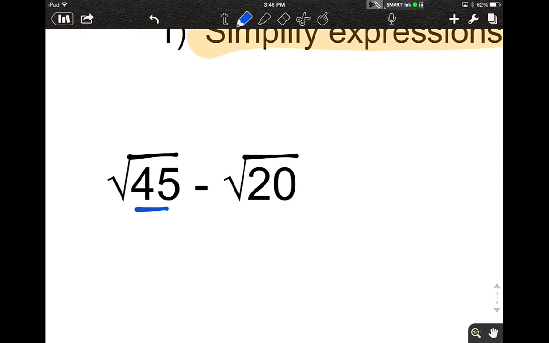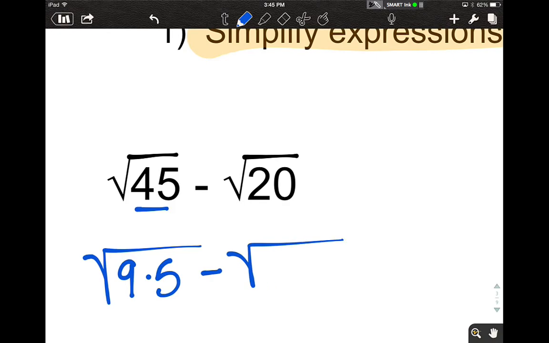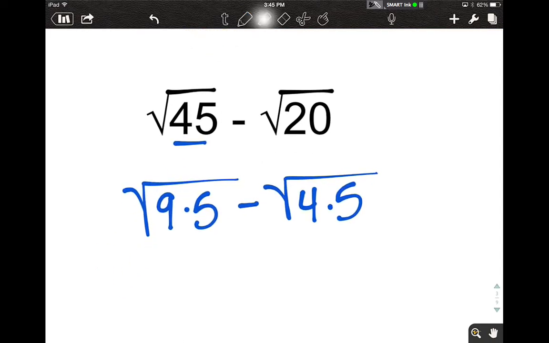In 45, I'm going to change that. Remember, I'm always looking for perfect squares. I'm going to look at 45 as 9 times 5 minus 20. I'm going to look at that as 4 times 5. So what happens here? Perfect squares of 9 and 4. Those can come out, meaning that I can apply the square root to them. And when I find the square root of 9, it would be 3. Okay, the square root of 9 is 3.